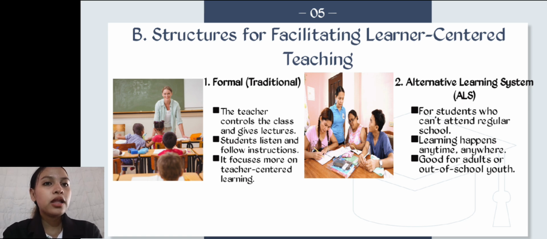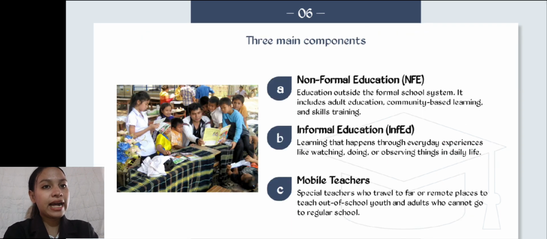For example, let's create a scenario of Maria's learning journey through the ALS. So, Maria is a 22-year-old mother who stopped going to high school due to financial problems. She wants to continue learning and get her high school diploma through the Alternative Learning System, or ALS. So let's proceed to the three main components of the ALS.